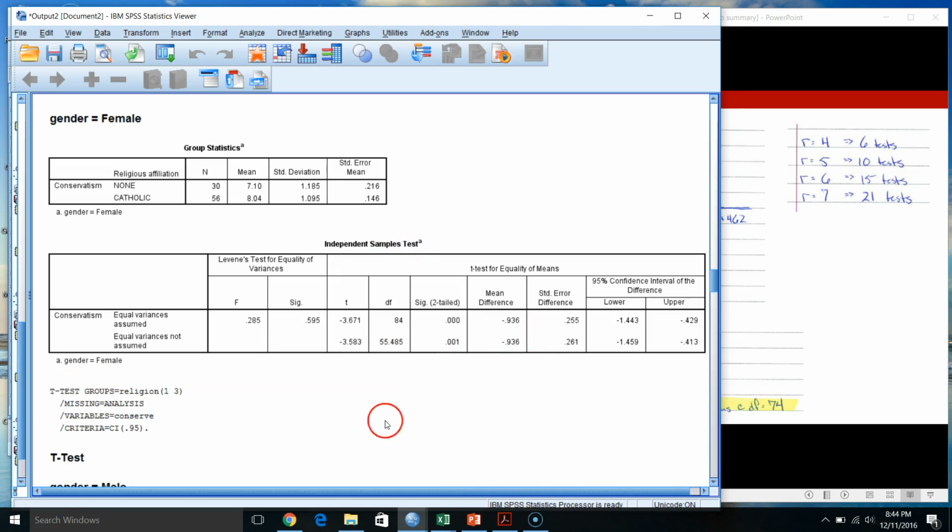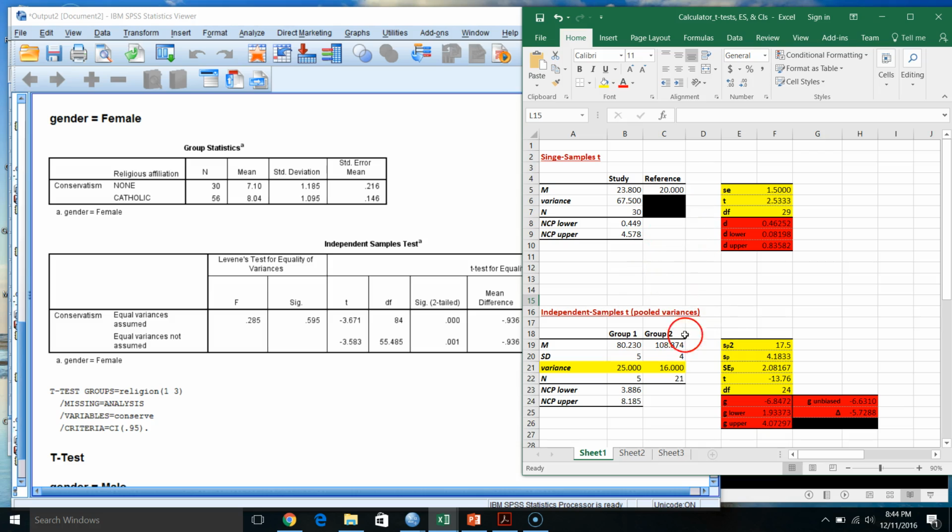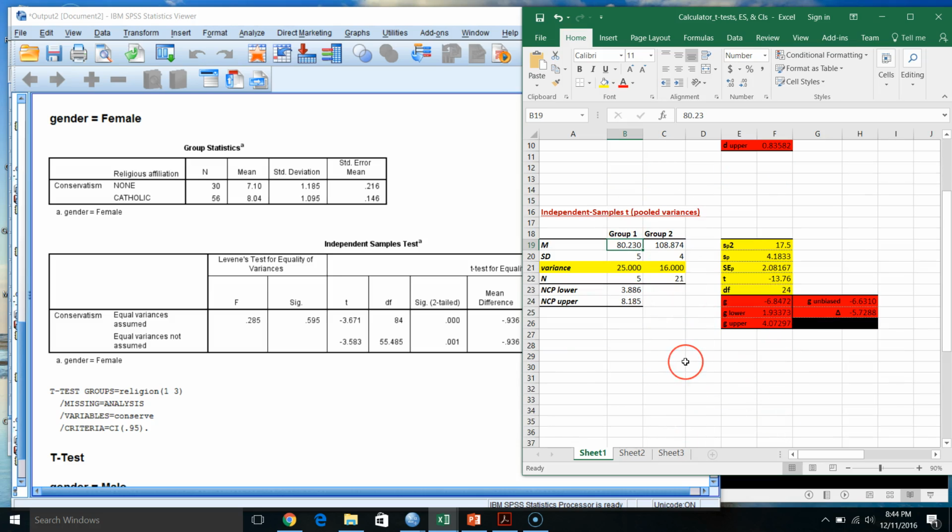Okay, what I might also do here is go through and calculate an effect size. So if we pull up your handy-dandy calculator, our mean for our unaffiliated women is 7.1, and for the Catholic women 8.04, standard deviations 1.185 and 1.095, and then we've got 30 women in this group, 56 in that group, and this is going to give us our Hedges' g of 0.83. So we've got a large effect here.